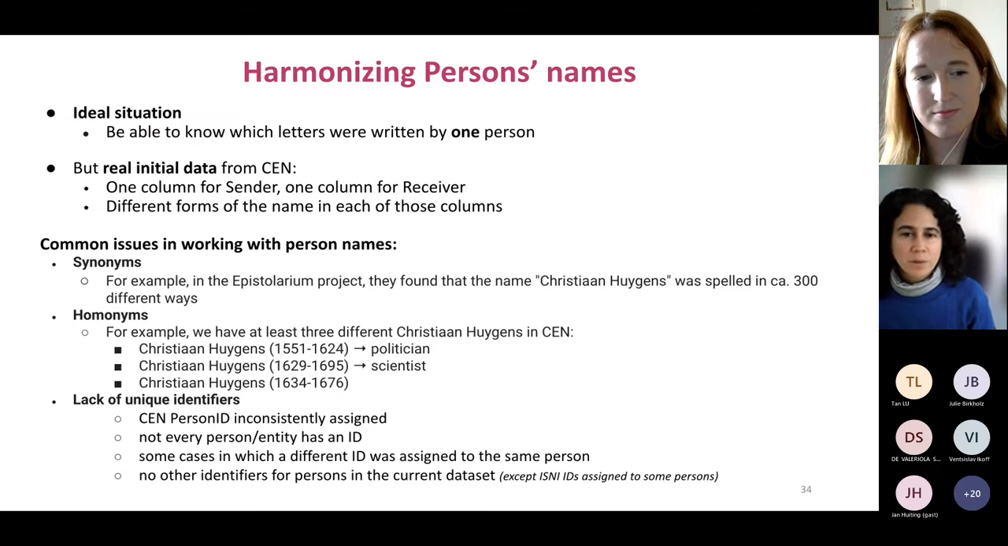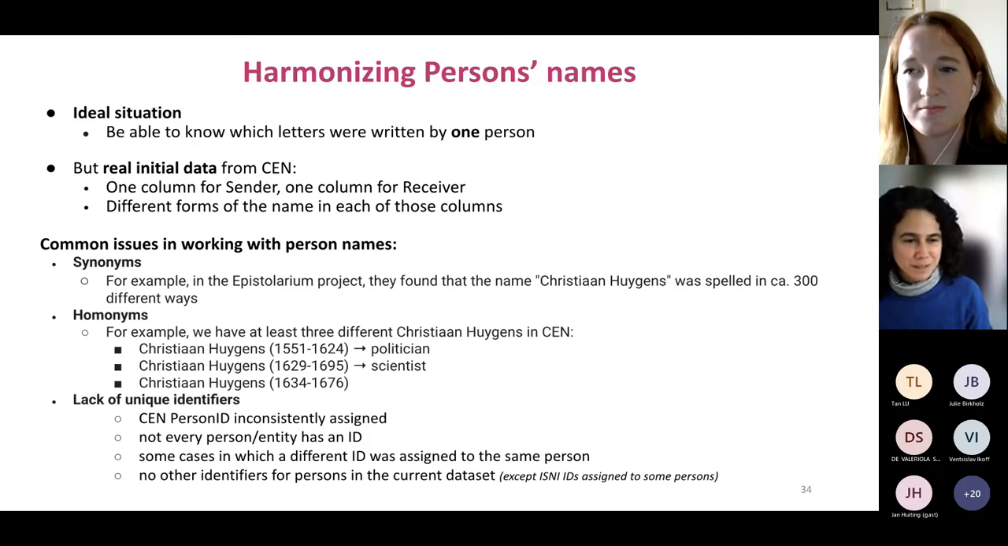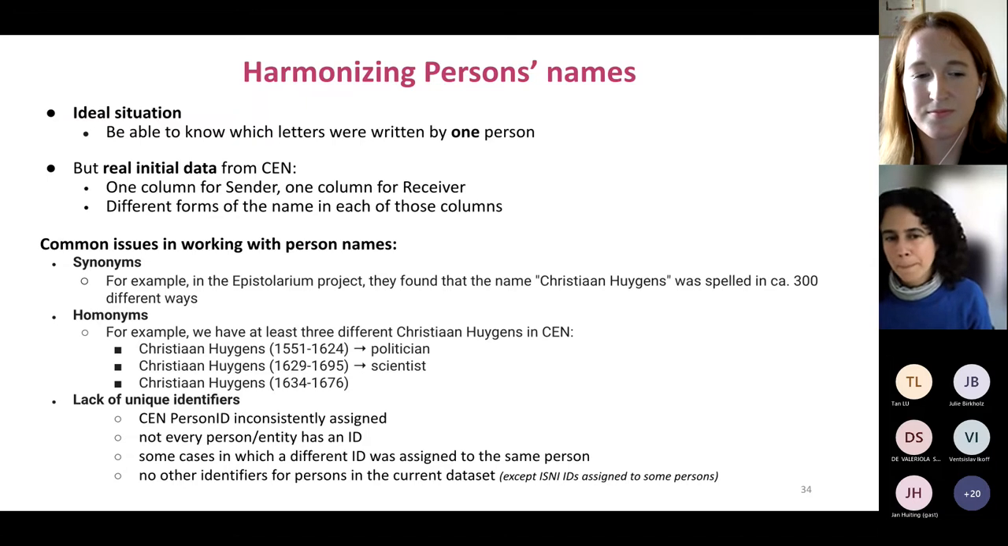And we also have homonyms. So Christian Huygens, there were at least three, and there are the Constantines, and there are many homonyms also. So it's really good luck when one finds the dates of birth and death added to the persons, but this is not always the case.